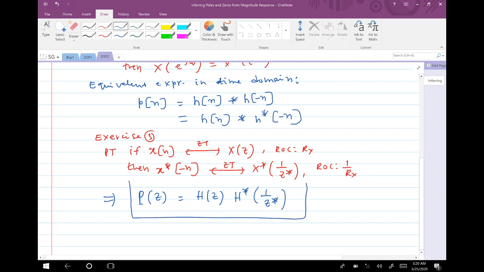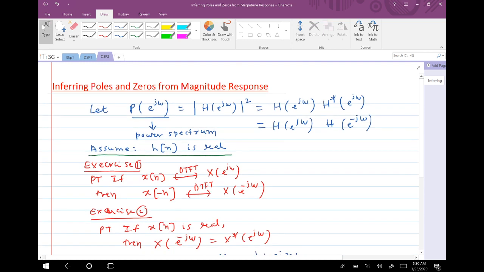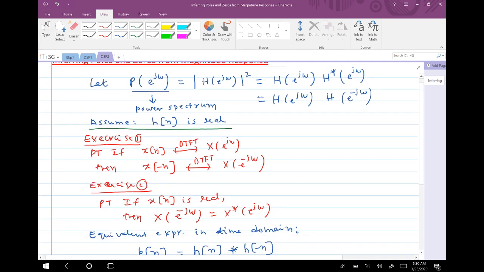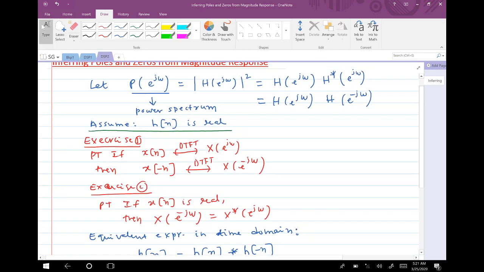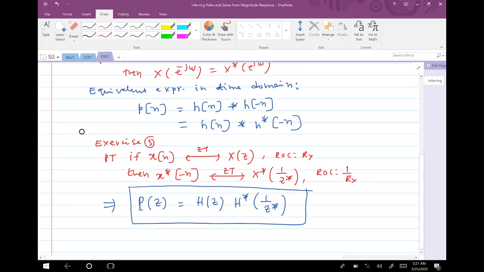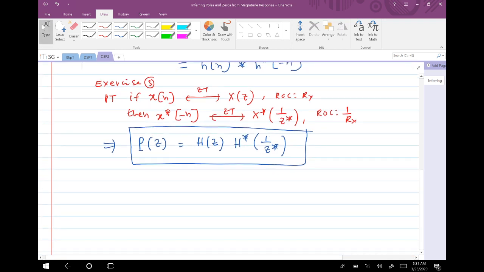This is a very key result for the analysis of inferring the poles and zeros from the magnitude response for the z transform. Again, as I mentioned, a very important assumption here is that h of n is real. Actually this is not explicitly mentioned in Oppenheim and Schafer, so it took quite some time to figure out and arrive at this derivation, which is not given in detail in the textbook. Anyway, we'll continue with this.